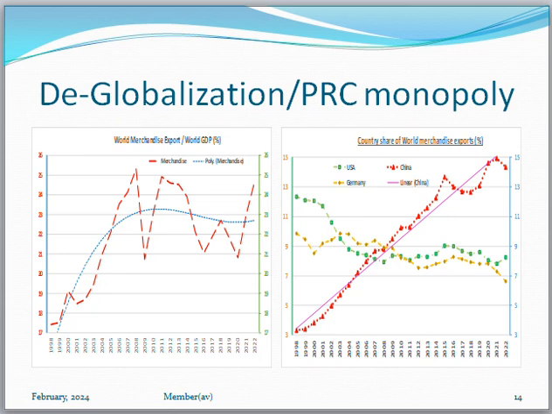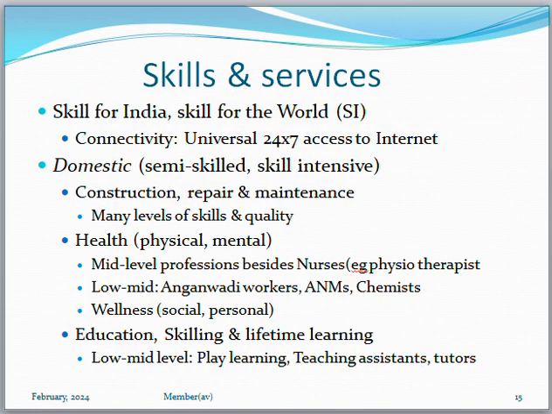The second is related to skills and services. So this slogan, I'm not sure if I have coined it, but some variation of it was around. I say skill for India, skill for the world. Okay? This is the big thing. So skills and services. In the domestic context, often we ignore semi-skilled, skill-intensive work. So construction and repair, there are multiple levels of skills.